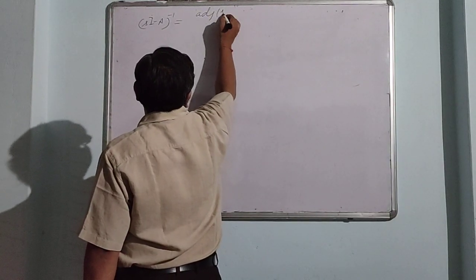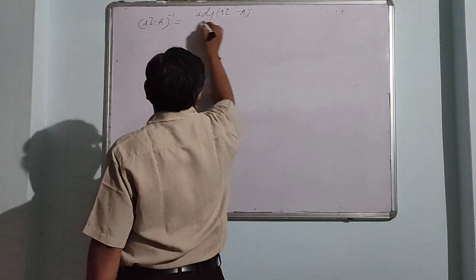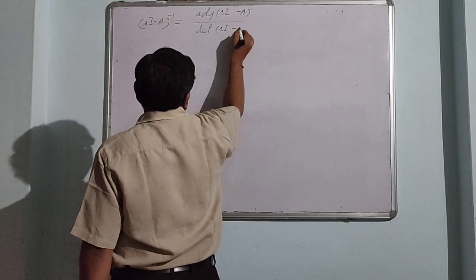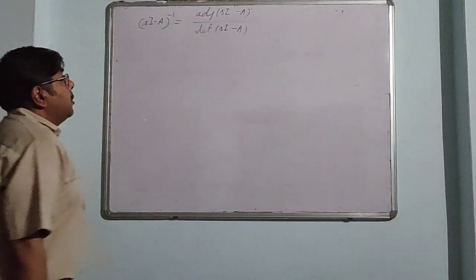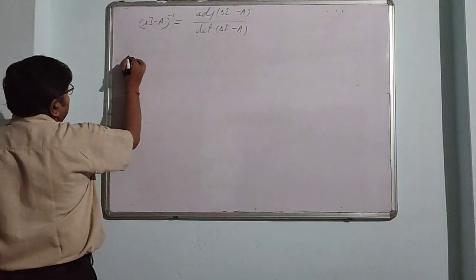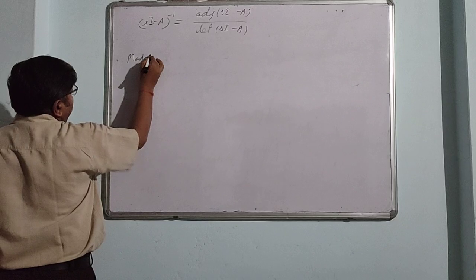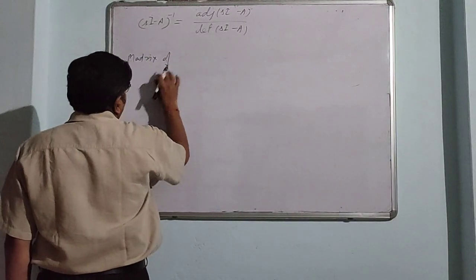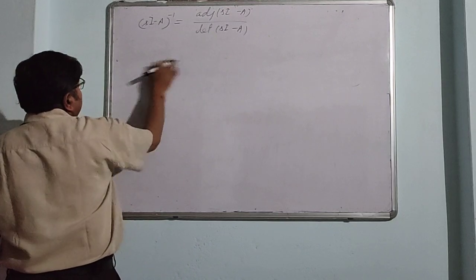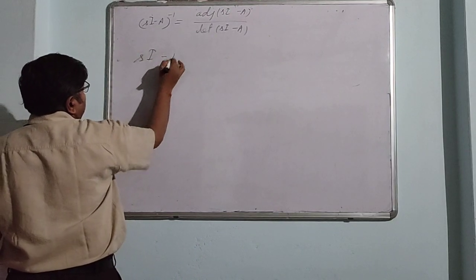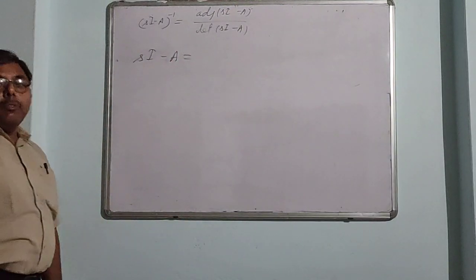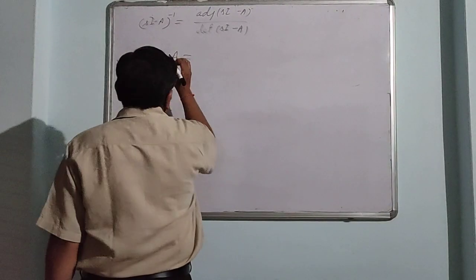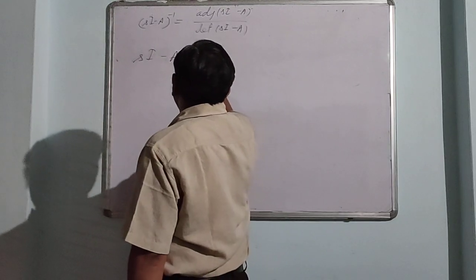Obviously, adjoint upon determinant. So what is adjoint? Suppose matrix of cofactors. So first calculate this matrix SI minus A. For the given problem, A is given. We can calculate this.